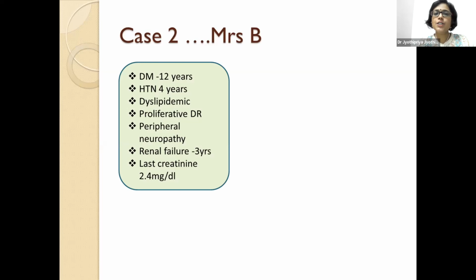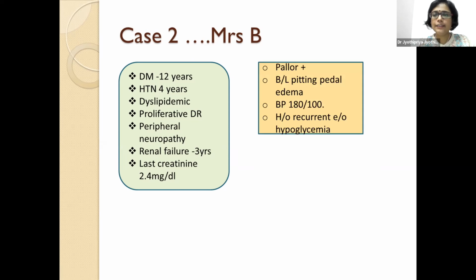B. She has a long-standing duration of diabetes, hypertension, dyslipidemia, proliferative retinopathy, peripheral neuropathy, renal failure. So all the macrovascular and microvascular complications of diabetes have taken place. She has pallor, bilateral pedal edema, and her BP is uncontrolled. And she also has a history of recurrent episodes of hypoglycemia.